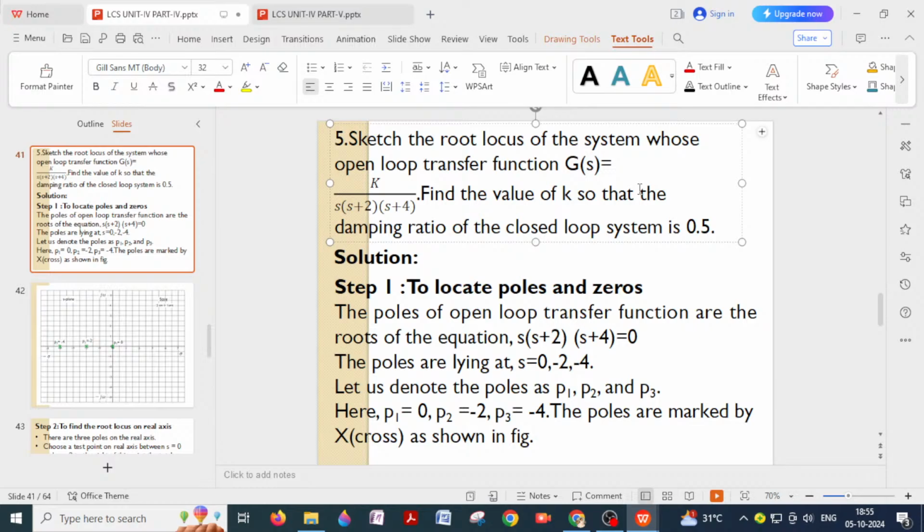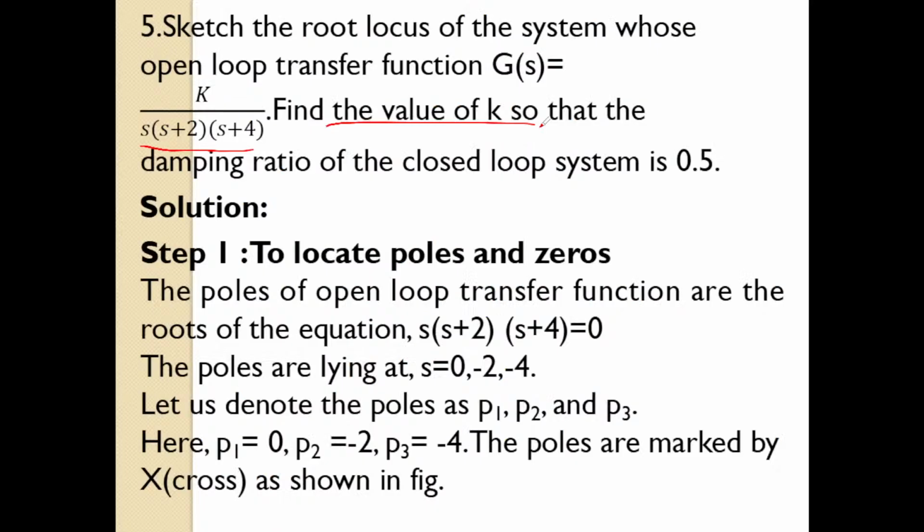K by s plus s into s plus 2 into s plus 4. Find the value of k. Here we have to determine the k value. So the damping ratio of the closed loop system is given. Damping ratio zeta value is given, that is 0.5.